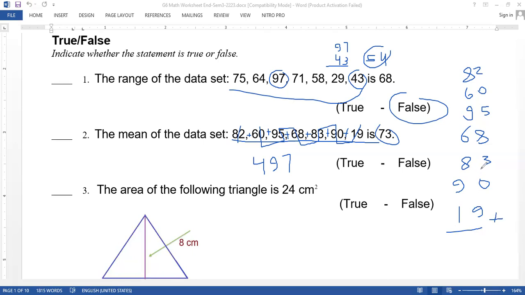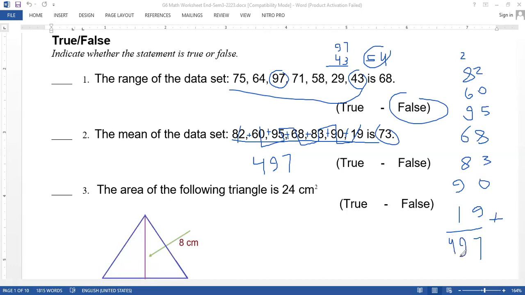9 plus 0, 9 plus 3, 12, plus 8, 20, 25, plus 2, 27. So I write 27. Now 1 plus 9, 10, 18, plus 6, 24, 24, plus 9, 33, 33 plus 6, 39, 39 plus 8, 47, plus 2, 49.